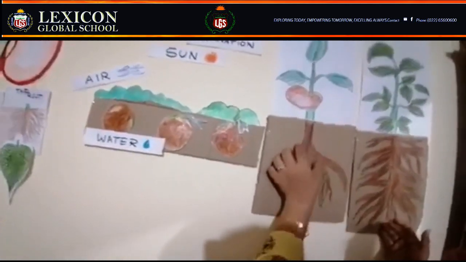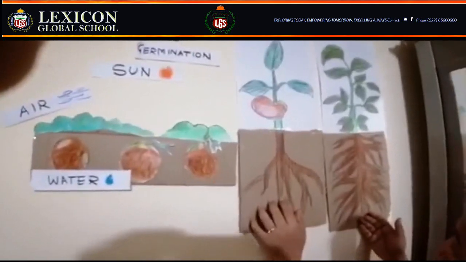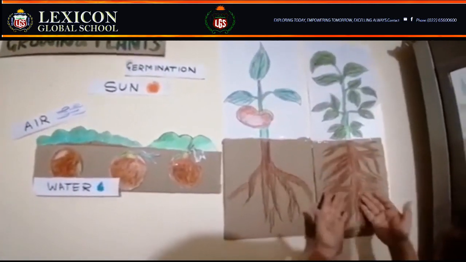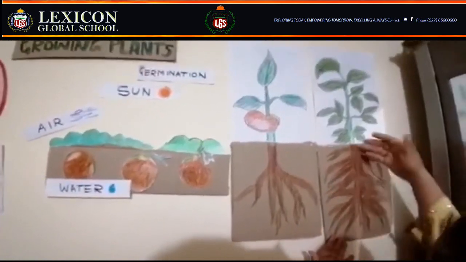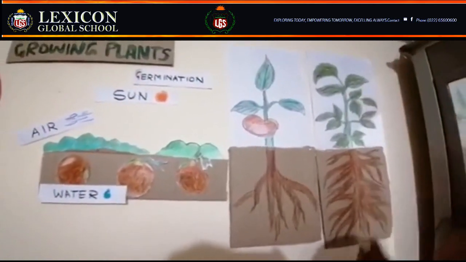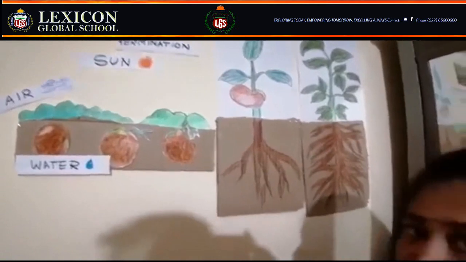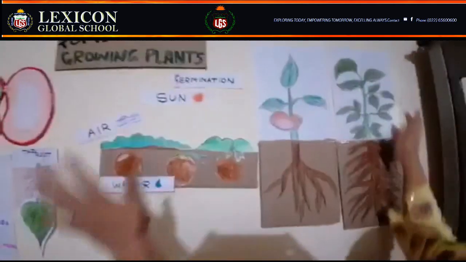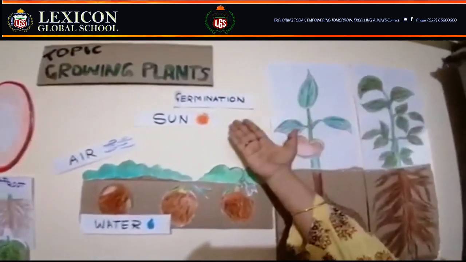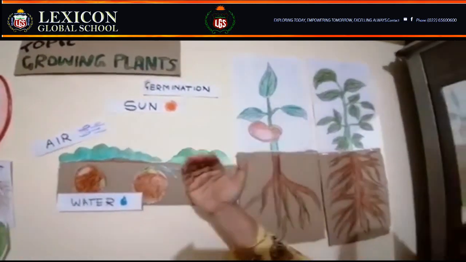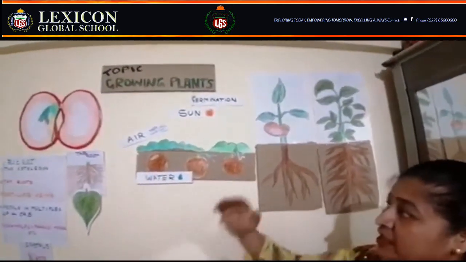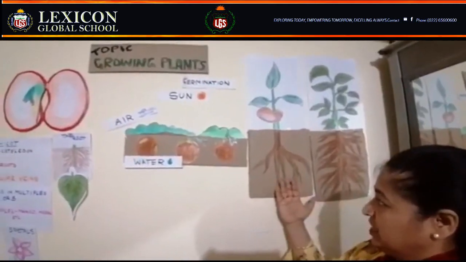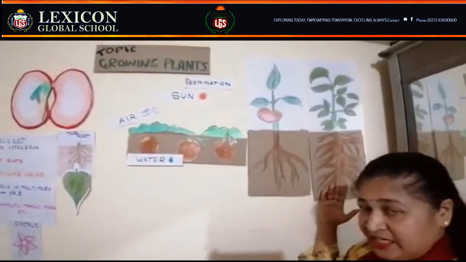See here, the roots are going down, it's growing, and here you can see the fully grown roots. The plant is also growing. Children, you know what this process is called? This whole process is called germination. Okay, this is the first stage, second stage, third stage, fourth stage, and fifth stage.